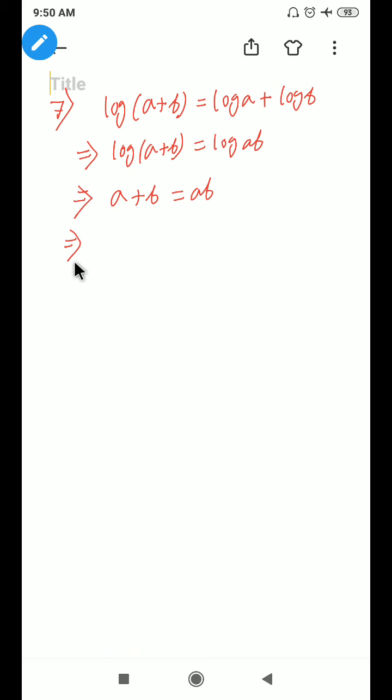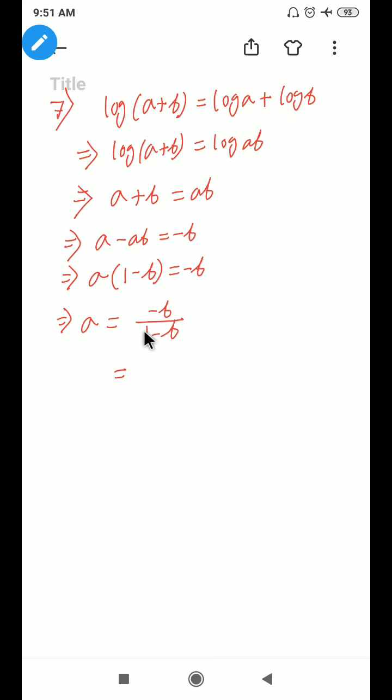Now you have to find a in terms of b, so keep the a's on one side: a minus ab is equal to minus b. If you take a common from here, you will get a times 1 minus b is equal to minus b. So a is equal to minus b by 1 minus b. If you take a common minus from here, minus over minus will cancel out, and it will be b by b minus 1. So this is our answer.